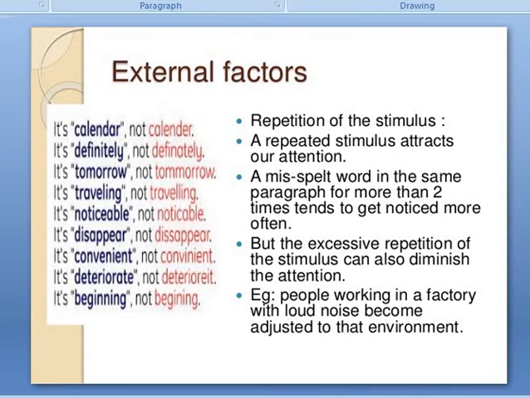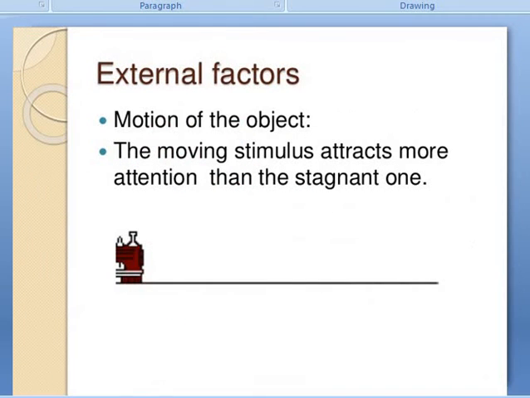Here are some details of external factors. Repetition of the stimuli. A repeated stimulus attracts our attention. A misspelled word repeated in the same paragraph more than 2 times tends to get noticed more often. But excessive repetition of the stimulus can also diminish attention. For example, people working in a factory with loud noise become adjusted to that environment. Motion of the object is also an external factor. The moving stimulus attracts more attention than the stagnant one.